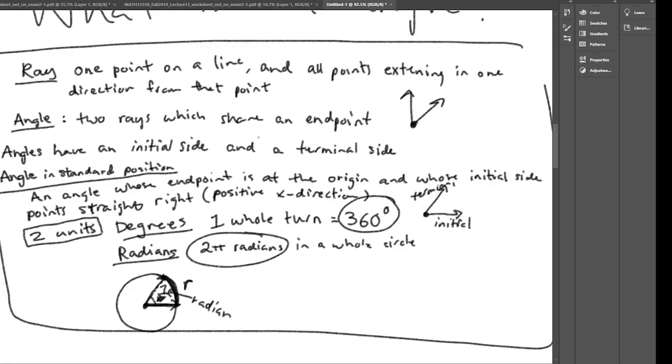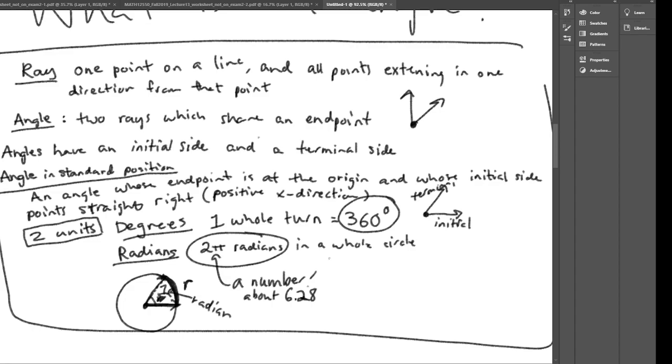So a little bit more than 6. Remember, 2 pi is a number, not another unit, right? It's about 6.28 because pi is about 3.14, right? So it takes approximately 6.28 radians to go all the way around a circle.